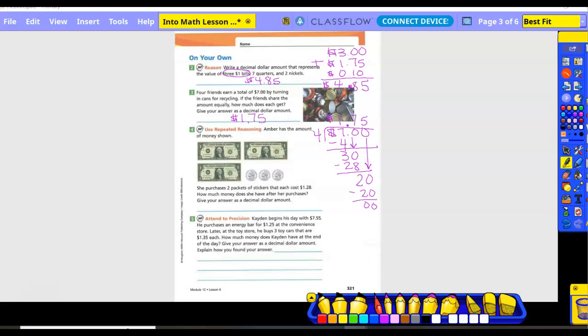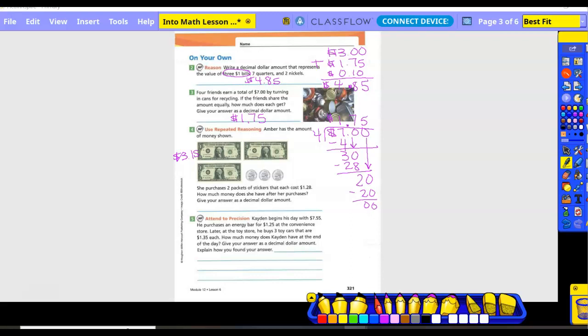Number 4, Amber has the amount of money shown. Let's figure out how much she has first, right? So how many dollars do we have? $3.15, right? She purchases 2 packets of stickers that cost $1.28 each. How much money does she have left after her purchase?